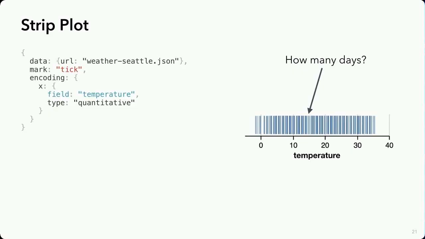So any of these properties that you see here, you can override, for example. So going back to the strip plot, it shows us the spread of the temperature in Seattle, which ranges from a couple negative degrees to around 36 degrees Celsius. However, it doesn't show us how many days have a particular temperature. So we don't know whether it's 1 or 10 or more days that have this 15 degrees Celsius here.